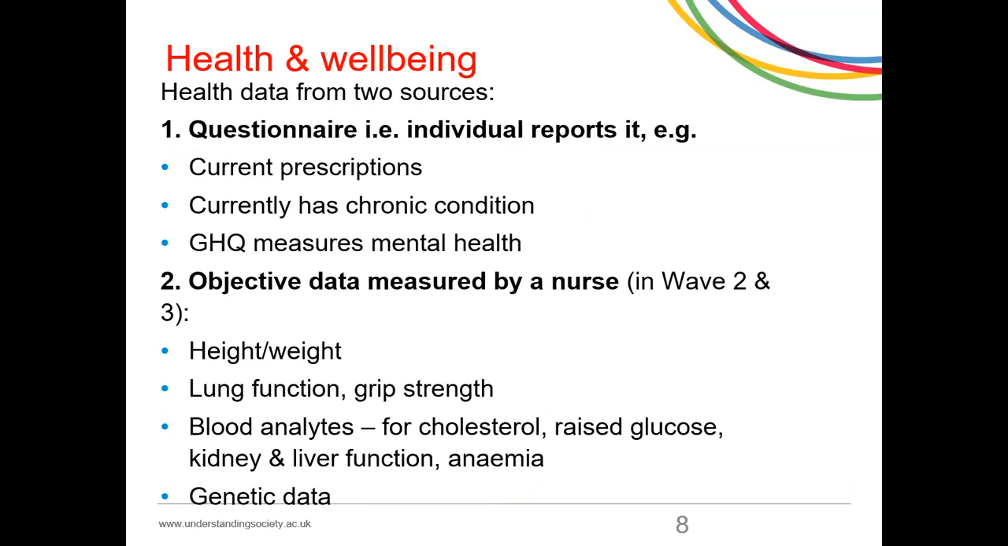The health element of the study is collected in 2 different ways, really. One from questionnaire, so asking people about their health. At wave 2 and 3, we have information on things like prescriptions. At every wave, we ask a whole bunch of chronic conditions. We're also administering a questionnaire on mental health called the General Health Questionnaire. At every wave, we ask about mental health and physical health functioning.